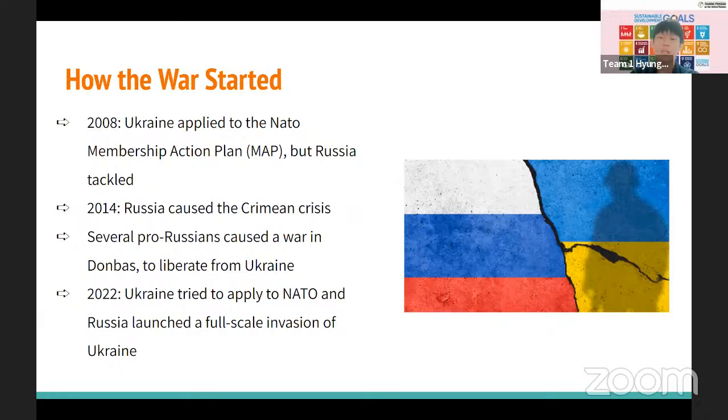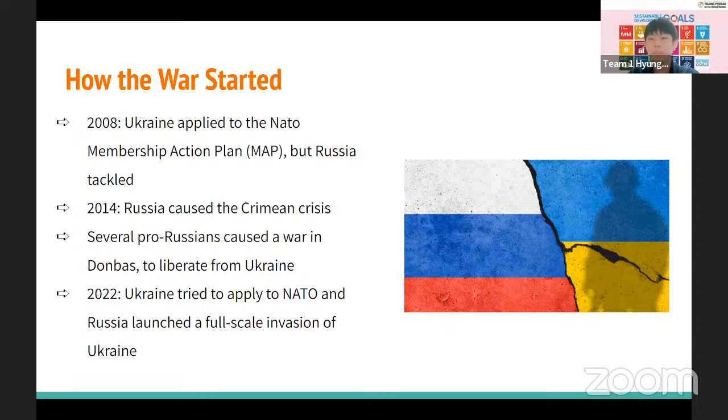As Russia annexed the Crimea Peninsula, several pro-Russians got influenced and caused the war in Donbass, located in eastern Ukraine, to liberate from Ukraine and maintain good relationships with Russia again. This war has caused a civil war in Ukraine and led to several casualties, which is approximately over 14,000 people. And pro-Russians were heavily armed with weapons supported by Russia in private.